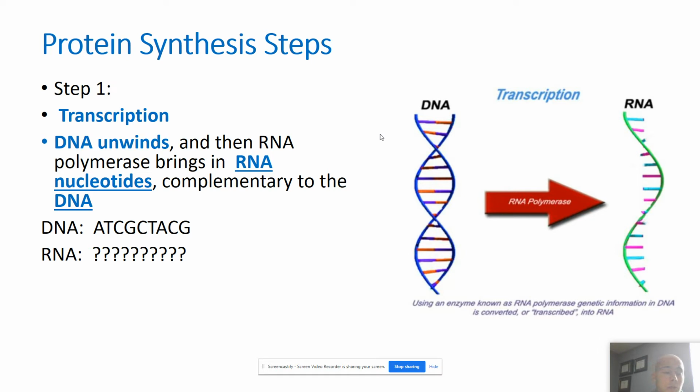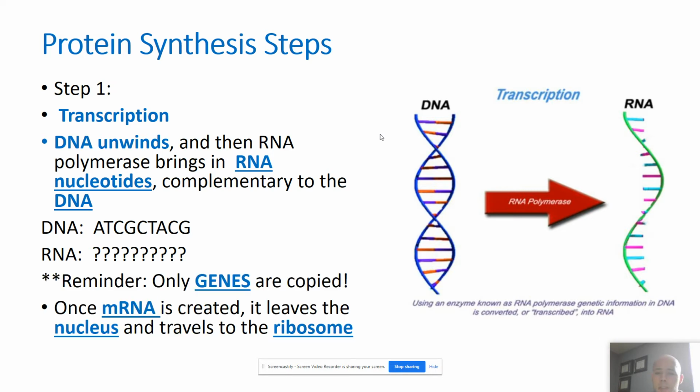Hopefully you guys got that. If not, please feel free to shoot me or Ms. Shantz an email so we can get some clarification, make sure you guys fully understand everything that's going on. And again, only genes are going to be copied here. And then once that mRNA is created, it's going to leave the nucleus and travel to the ribosome, which is out in the cytoplasm, so that way it can go through translation.